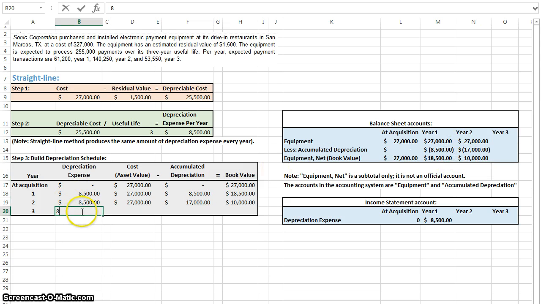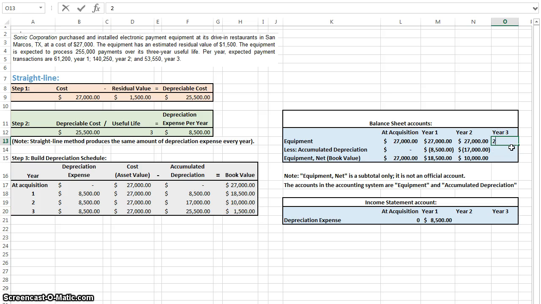Finally, year 3, it's another $8,500 of depreciation expense. See, every year, same depreciation expense under straight line method. My cost is still $27,000. Accumulated, take last year's accumulated depreciation, which is $17,000, add this year's depreciation expense. There's your accumulated depreciation after year 3. Book value, cost minus accumulated depreciation equals $1,500.